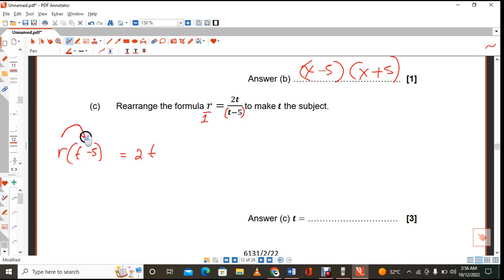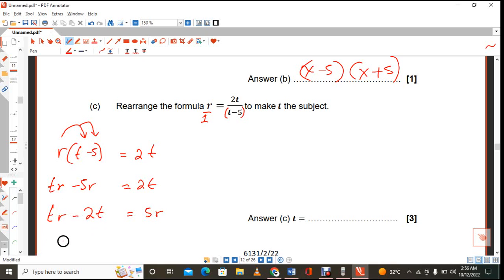And what you're going to do is distribute that. So that's going to be TR minus 5R equals 2T. The reason we do this is we want all the terms containing T on one side. This is TR, so we're going to have TR minus 2T equals 5R.